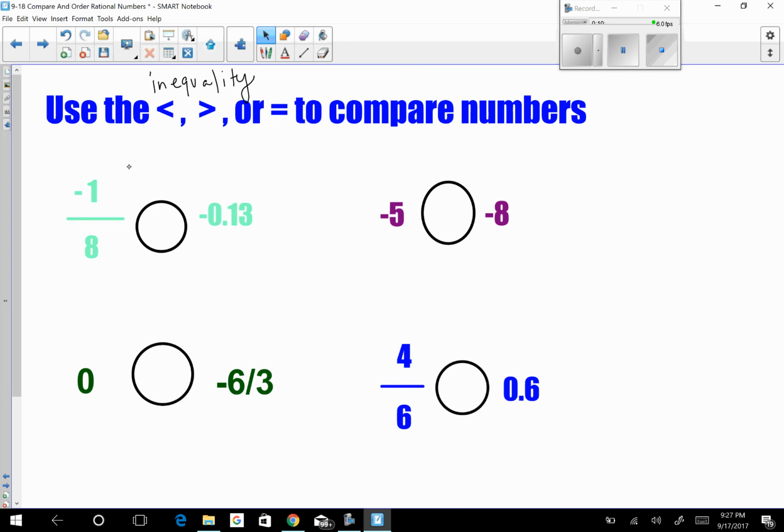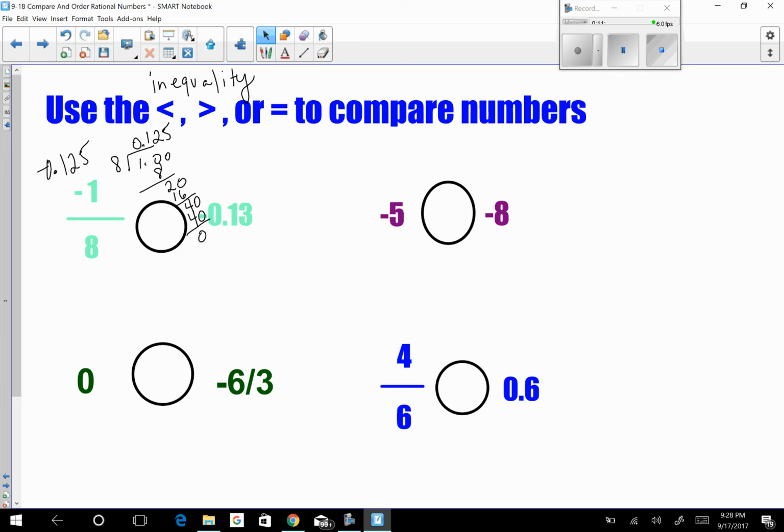-1/8. We've got to divide that. 1 divided by 8. 8 cannot go into 1. Put your zeros. 8 goes into 10 one time. 8 times 1 is 8. 10 minus 8 is 2. 8 will not go into 2, so we have to bring down a 0. 8 goes into 20 2 times. 8 times 2, that's 16. 20 minus 16 is 4. 8 will not go into 4, but it will go into 40. 8 times 5 is 40. And then we're done there. So this is really negative 0.125.